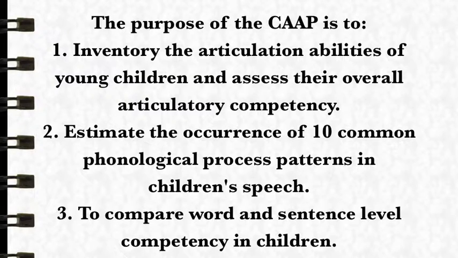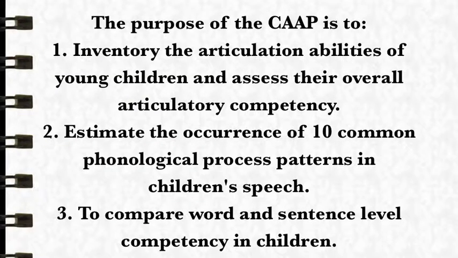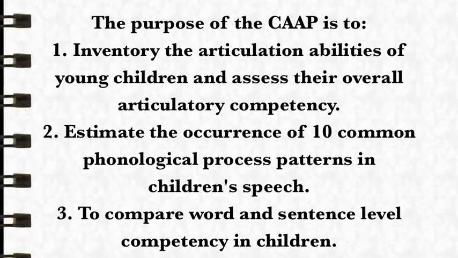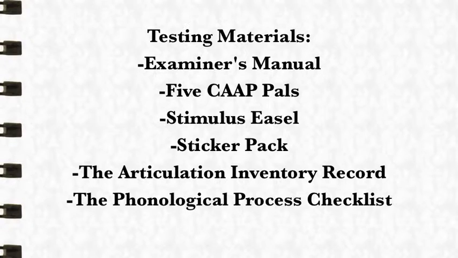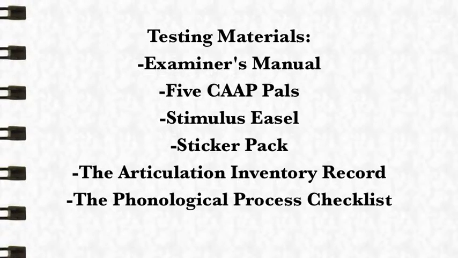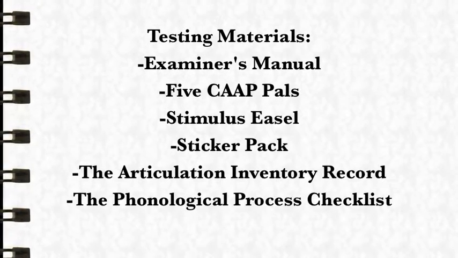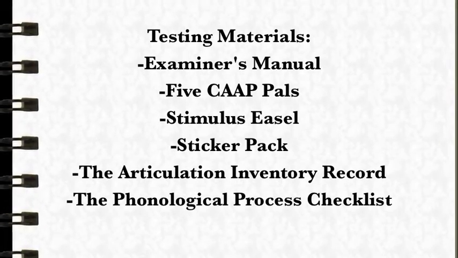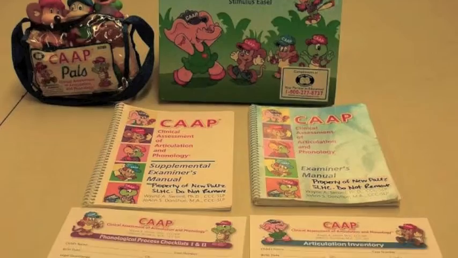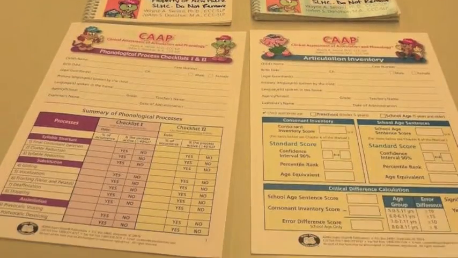competency, estimate the occurrence of 10 common phonological process patterns in children's speech, and to compare word and sentence level competence of school-age children. The CAP test comes with several items, including the examiner's manual, the stimulus easel, 5 CAP pals, the sticker pack, the articulation inventory record form, the phonological process checklist 1 and 2, and the tote bag.